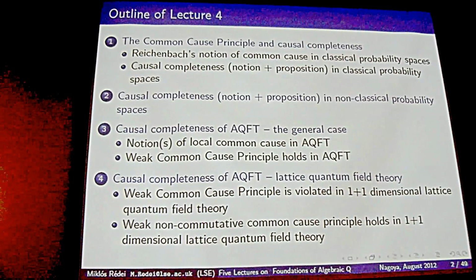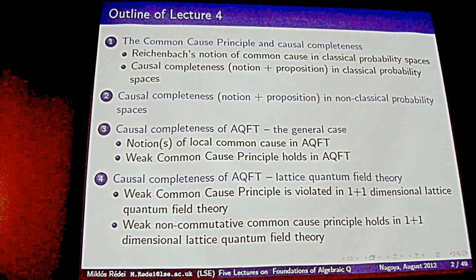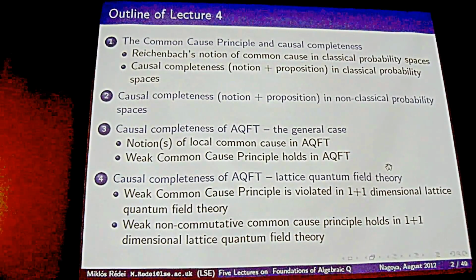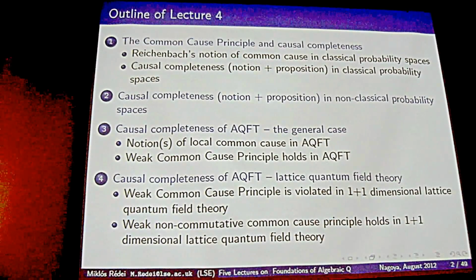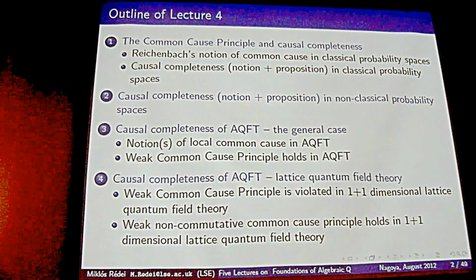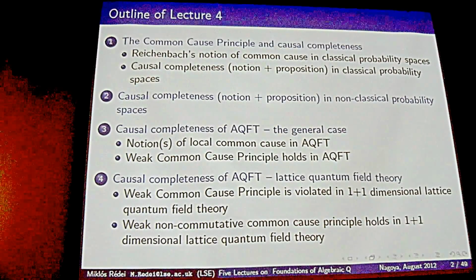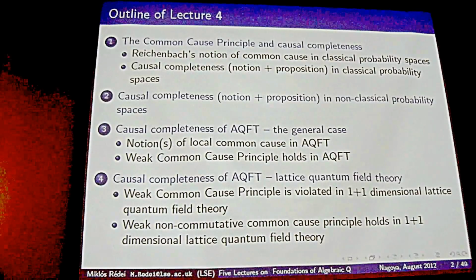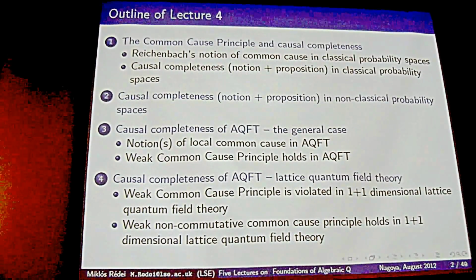First, I will talk about the common cause principle in general, the common cause principle and the causal completeness notion. I will define the notion, due to Reichenbach, of common cause in classical probability spaces first, and I present a couple of propositions in this classical context. They are interesting in their own right, quite independent of quantum field theory, and there are open questions there which you might want to know about.